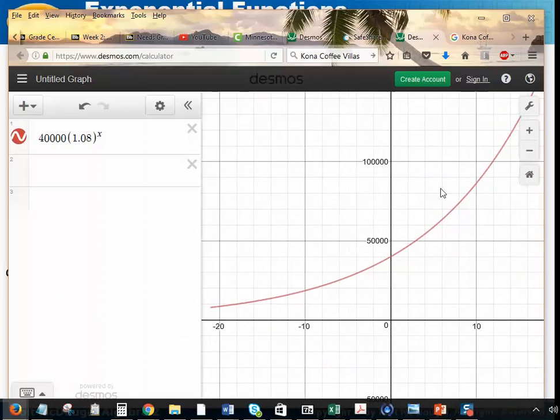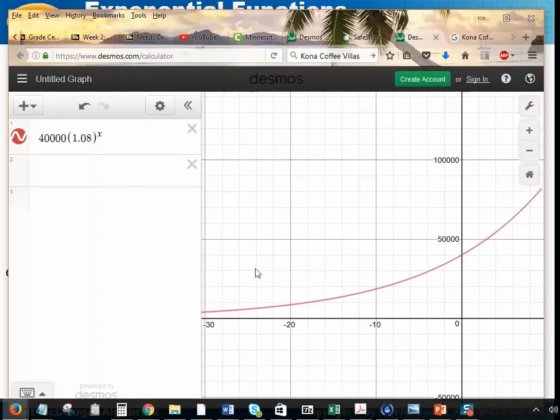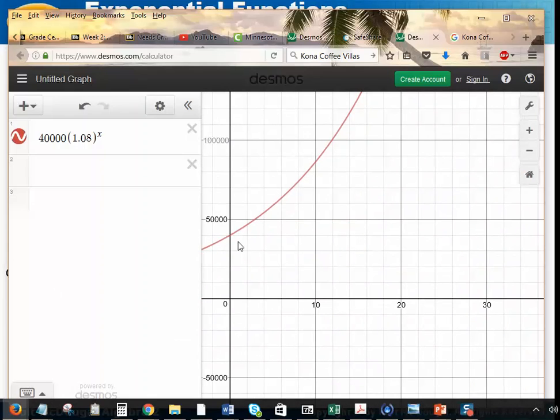All right, so now we can see that there's my negative values, which I don't really need to worry about because I don't have negative years. I'm really starting here at 0. When I first put the money in, it's at 40,000. One of the nice things about Desmos is that you can click and you can get values of points. So there's my starting value right there.